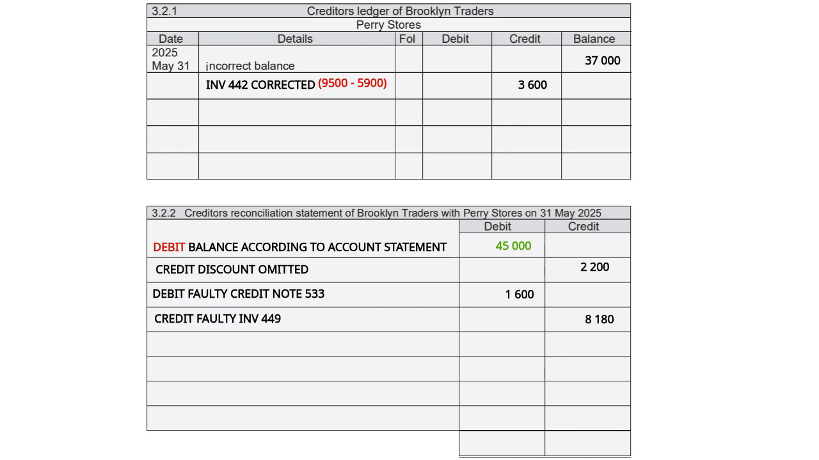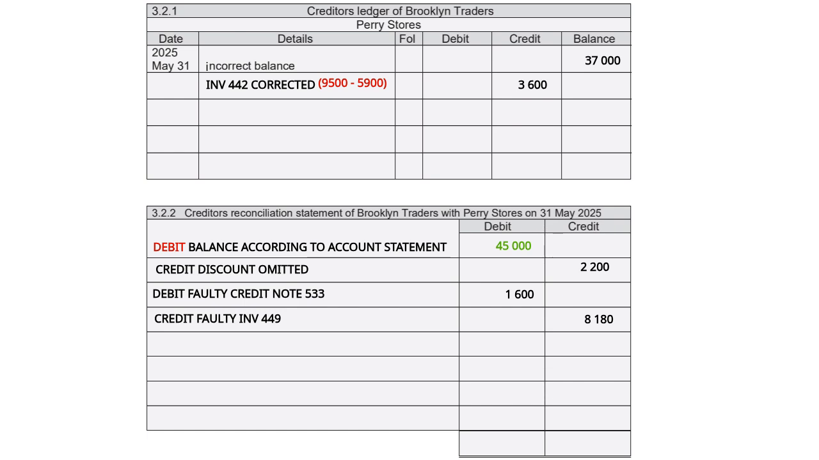If you do not know where I got this amount from, if you go to invoice 449 under your account statement, additional information number 1 on the 22nd, it says duplicate invoice 449, 8,180. So that's where we get this amount of 8,180. It's a credit faulty invoice. We need to put it in our creditors reconciliation statement under the credit column.